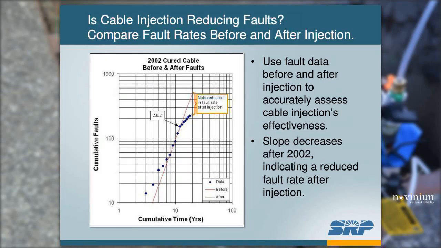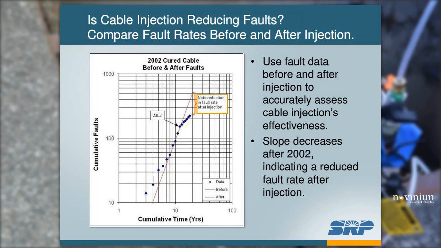Again, what we have here is a plot of our data in terms of cumulative faults versus cumulative time. We're going to use the Crow-AMSAA method again. However, on our injected cable, we only use cumulative faults. We do not use faults per 100 cable mile. And our vintage is the year of injection, not the year the cable was installed. So here's an example of a 2002 injected cable where we have, you can see the inflection point, and where we injected in 2002, the before faults versus the after faults from injection.